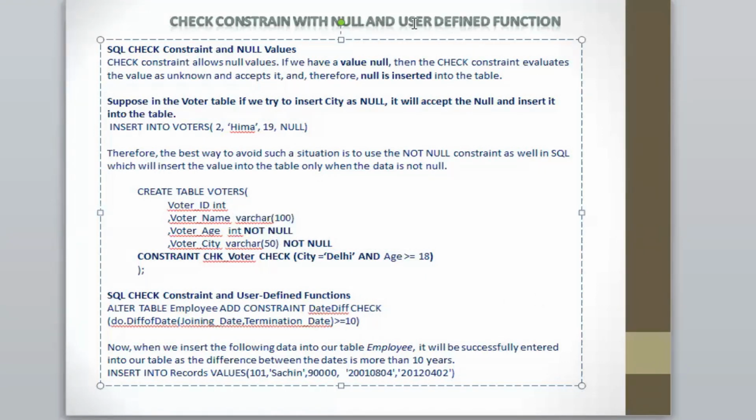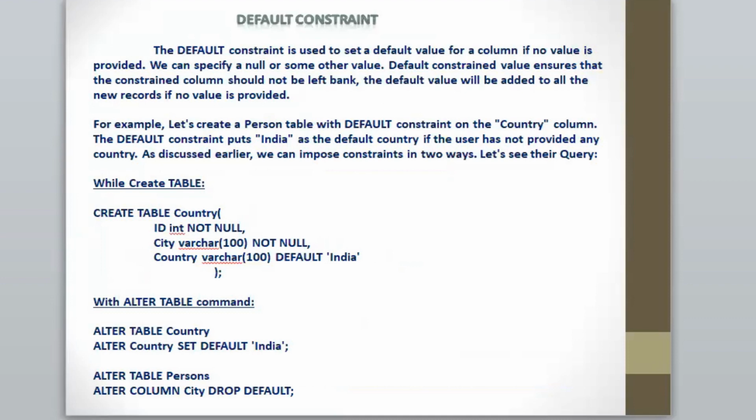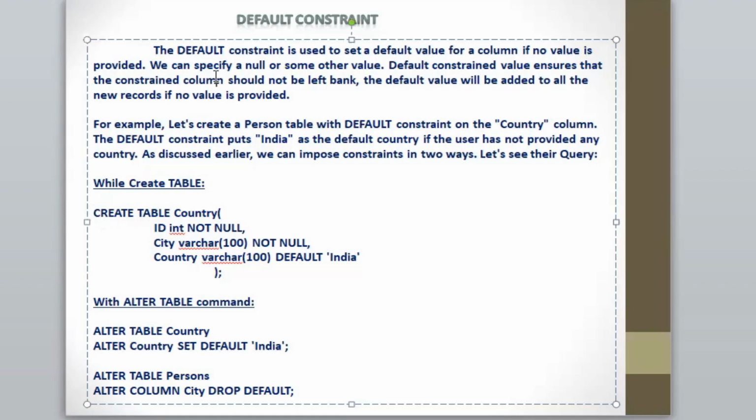Okay, forget about this user defined function. When we go to functions, then we'll do that. So now we'll move to the default constraint. Default constraint is nothing but what we need to insert into a table by default. The default constraint is used to set a default value for a column if no value is provided. We can specify a null or some other value. The default constraint ensures that the column will not go blank. The default value will be added to the new record if no value is provided.